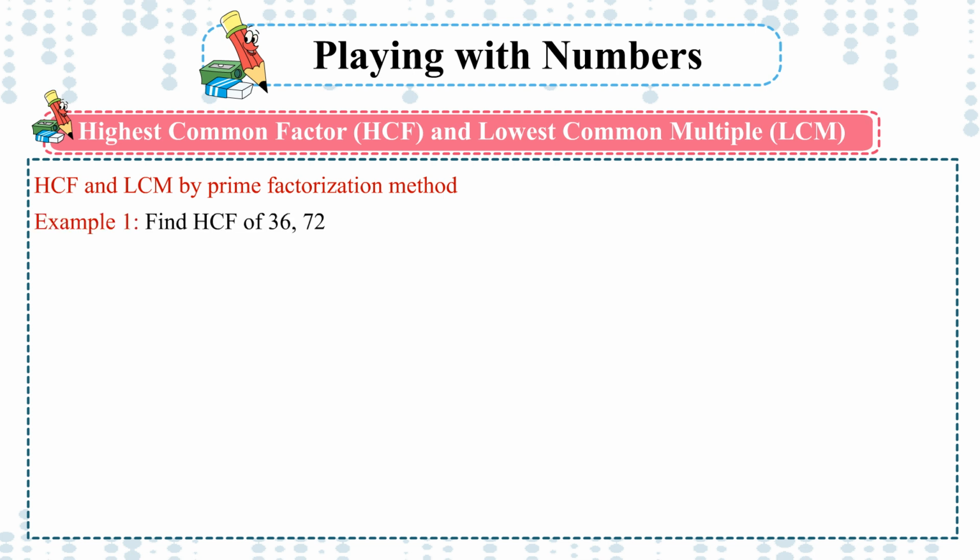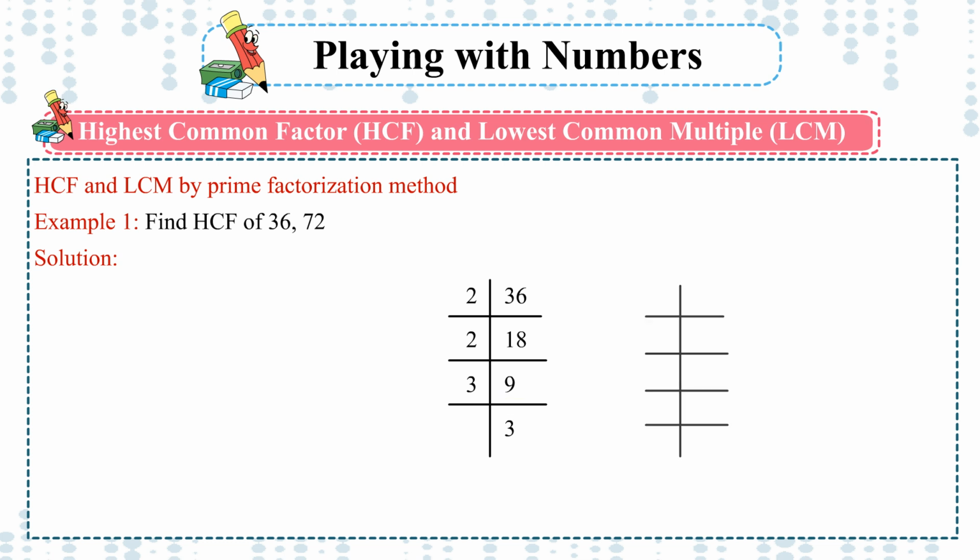Example 1. Find the HCF of 36 and 72. Solution. Factorization of 36. The smallest prime number that divides 36 is 2, and 2 multiplied by 18 is 36. Next is 18. The smallest prime number that divides 18 is 2, and 2 multiplied by 9 is 18. Next is 9. The smallest prime number that divides 9 is 3, and 3 multiplied by 3 is 9.